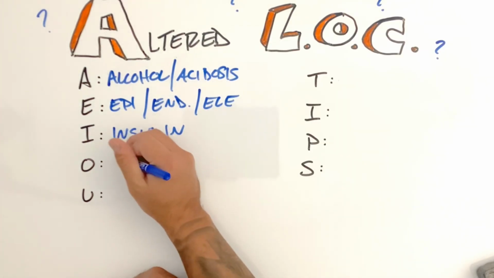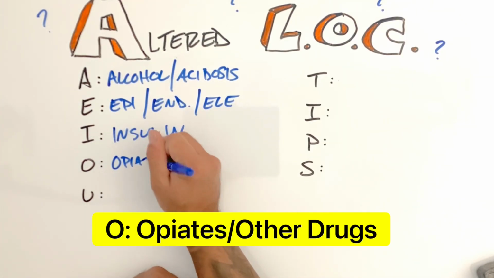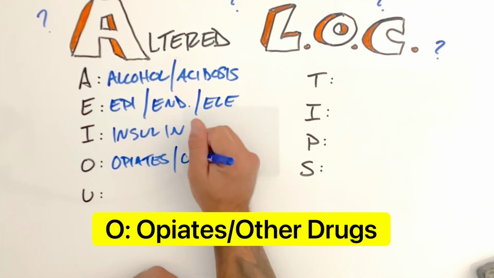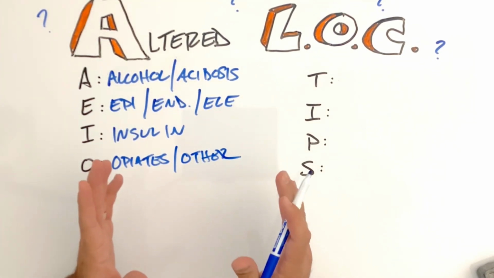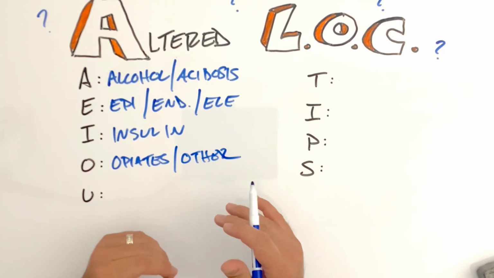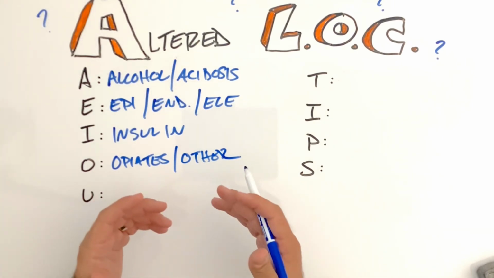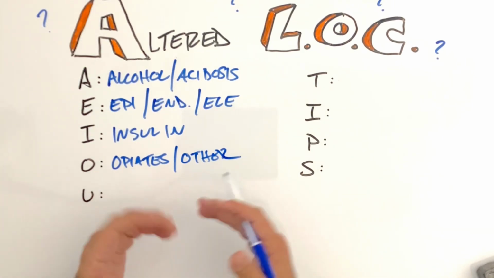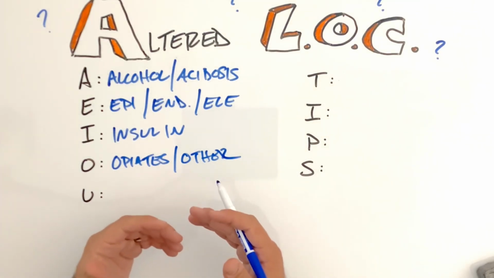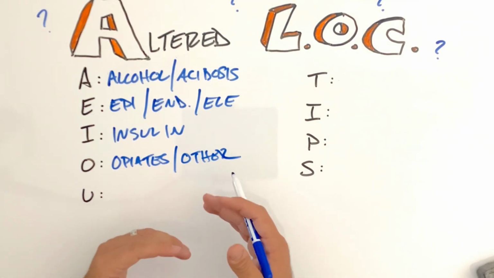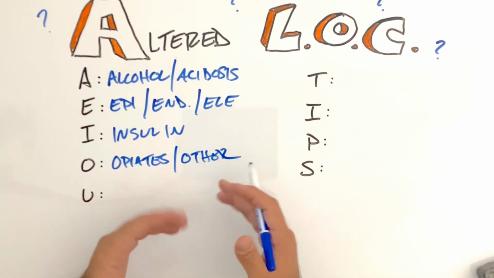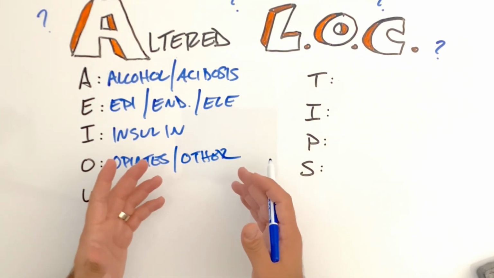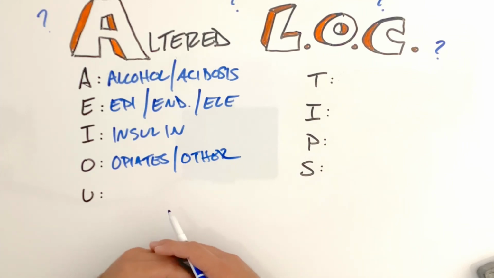O is going to be for opiates and other drugs. We know that opiate ingestion can cause constricted pupils, decreased LOC, cyanosis. It's a central nervous system depressant. So we're going to be able to maybe give them Narcan if we need to, if they're that bad off, and then any other kind of drug that could alter a patient's level of consciousness.